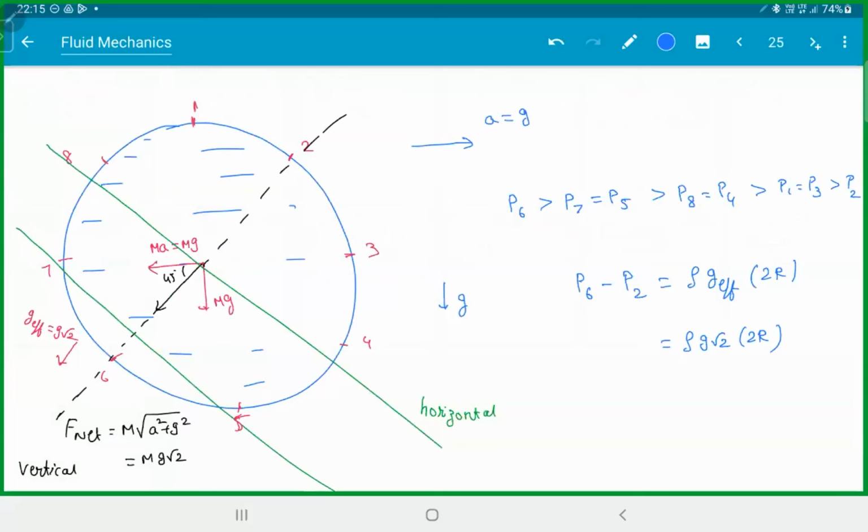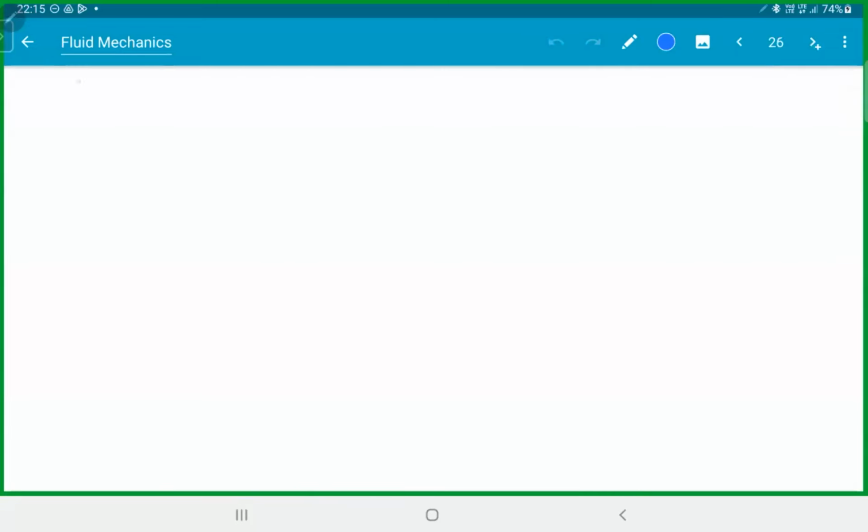Any doubts on this? Anyone not convinced? This is not clear? Riddhi? Krishna, clear? Great. If it starts rotating, then down will be something else. And down will be something else. Let me give you one more example.